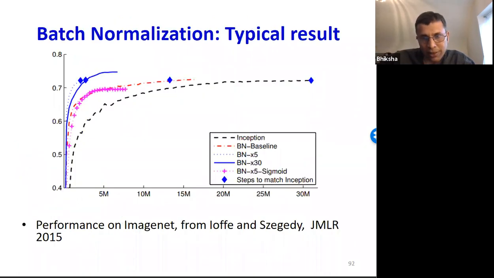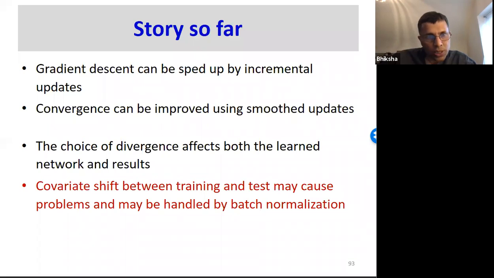And here is a typical result that the original authors, Ioffe and Szegedy, had when they first published Batchnorm. This dotted line is what you get with standard stochastic gradient descent, mini batch training. If you use Batchnorm, you can see that the training converges way faster, and you also end up with much better classification performance. And so here's the story so far.